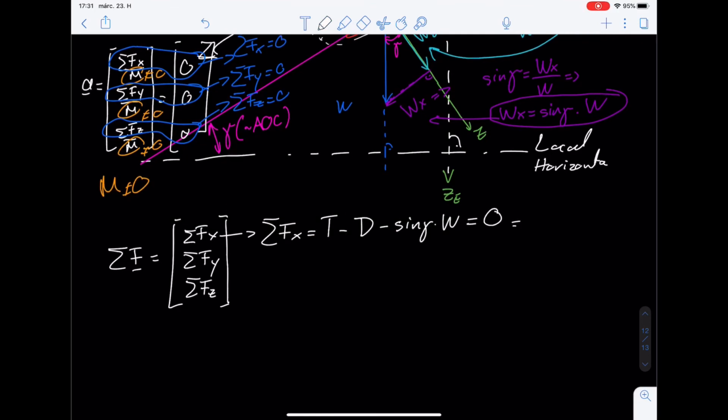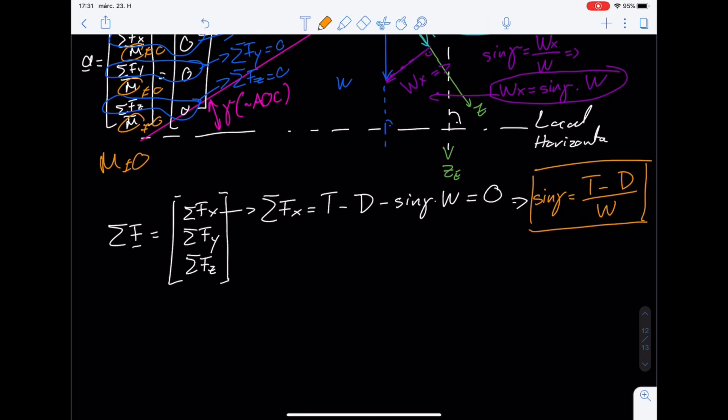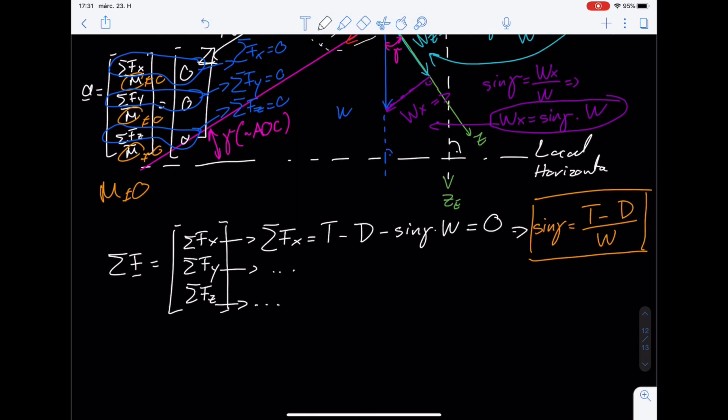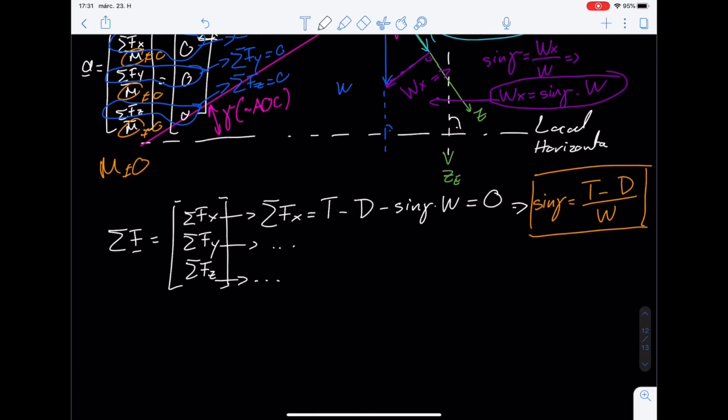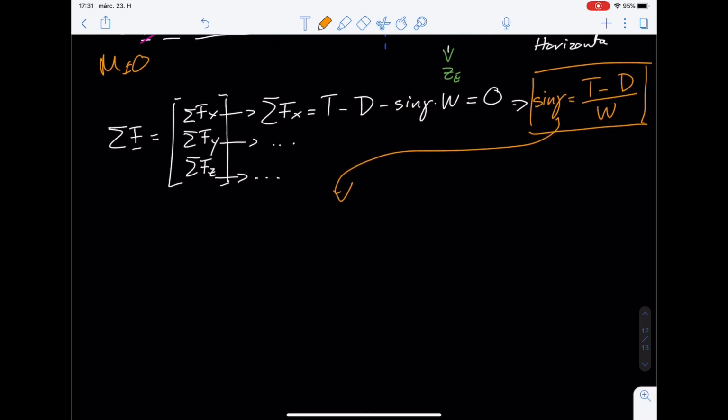So therefore, what we can see is, yet again, sine of gamma equals thrust minus drag over weight. This is one very important formula. And actually we have already talked about calculating all the other ones. You guys know how to do it. We're not going to go into a whole lot of detail because we already have what we came from, because this is the important formula. So yet again, there it is. Sine of gamma is the thrust minus the drag over the weight.